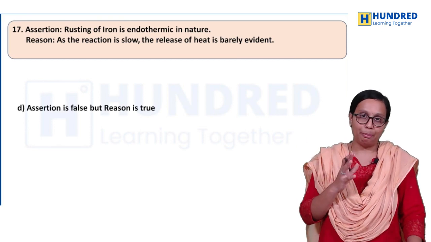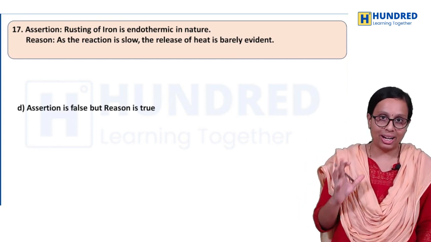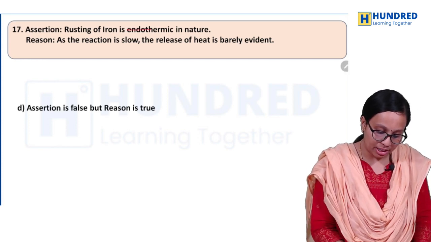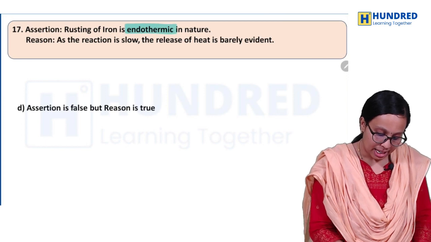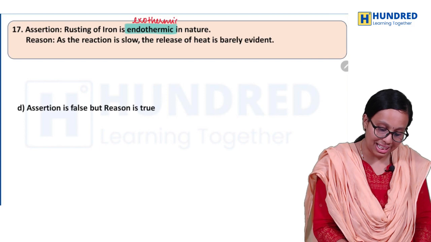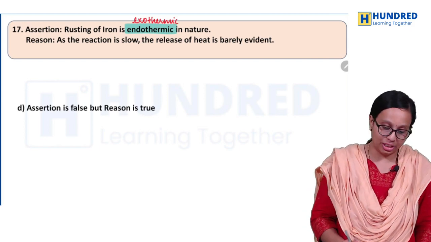Now the reason and assertion based questions. We are finished with the multiple choice questions. This is one reason and assertion based question. Rusting of iron is endothermic in nature. False, it is exothermic in nature. Endothermic means it absorbs heat energy. Exothermic means it releases heat energy. So it is exothermic in nature.